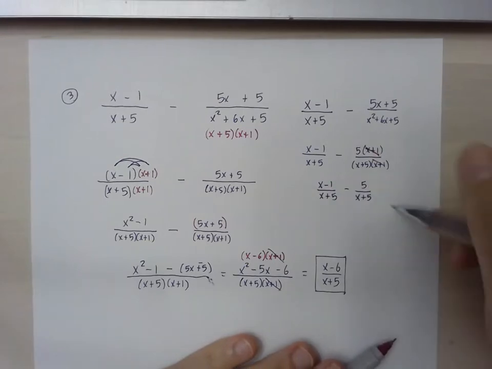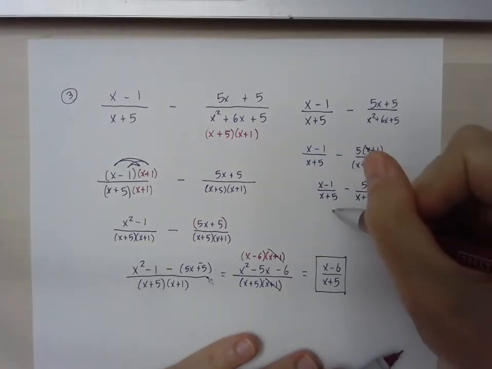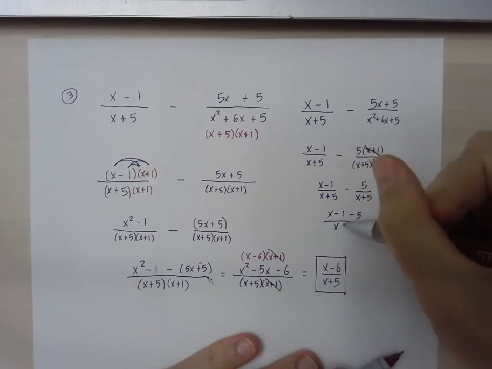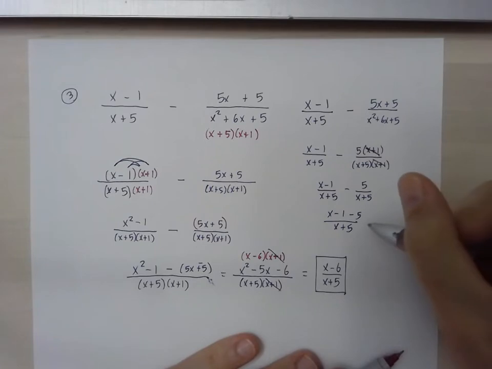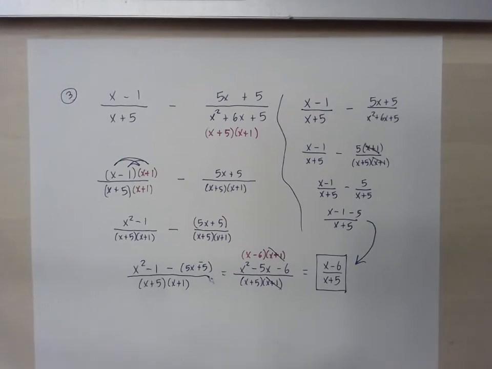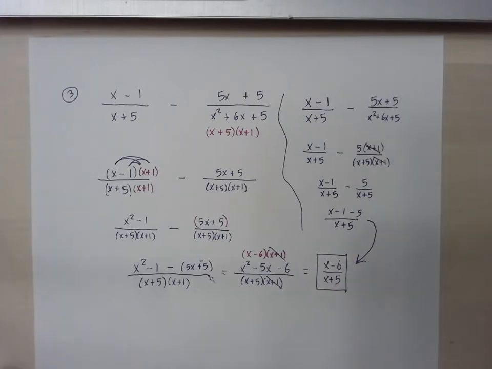Well, if I have the same denominator, I don't have to get like denominators. I can just combine the numerators. So that's going to be x minus 1 minus 5 over x plus 5. And guess what? That ends up being the same thing. So a little bit less work, a little bit less factoring involved, less room for making careless mistakes. I try to look for those if possible when I do those.